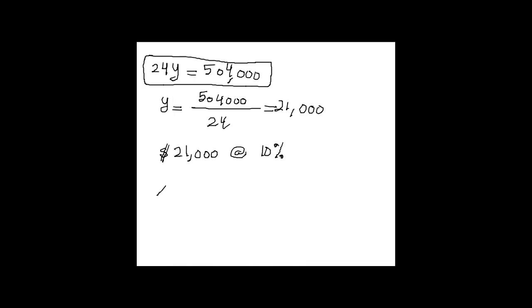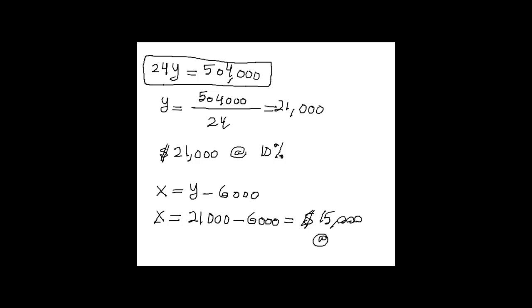So there we have x is equal to y minus 6,000. The amount that we're going to invest in the other account, which is x, is equal to the amount that we're investing in the 10% account, which we already figured out, which is 21,000, minus 6,000. If I subtract 6,000 from this, that would be the amount that we're investing in the other account, which is going to be 15,000. Make sure you put the unit in front of it. So this would be the 14% account.